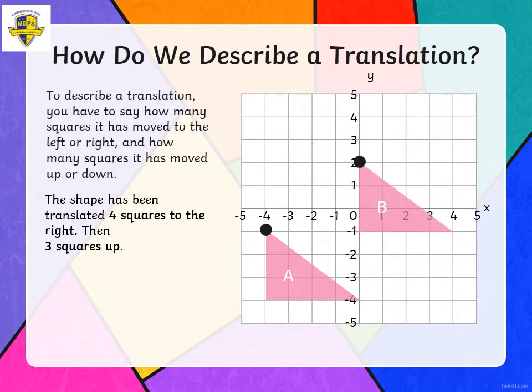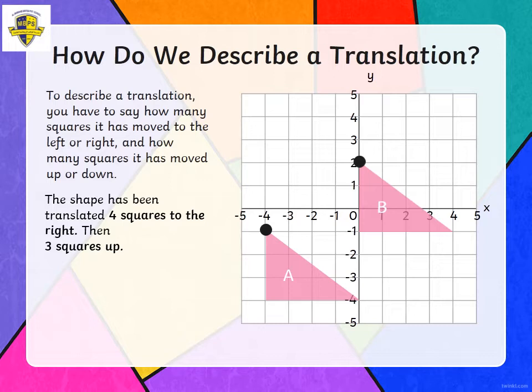Now A is moving, and this is the new position, B. Let's describe what happened. First, do we go left or right? Excellent, we are moving to the right side. Now, after the right side, we go up. Good.